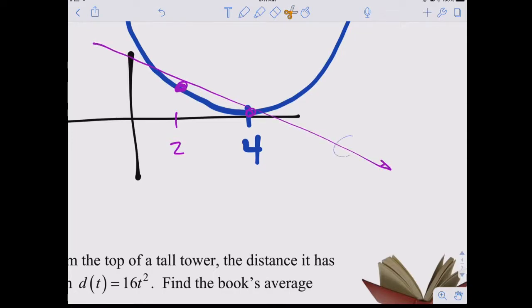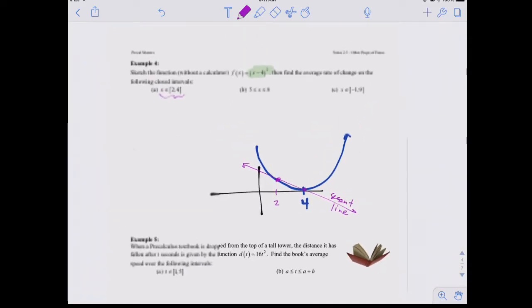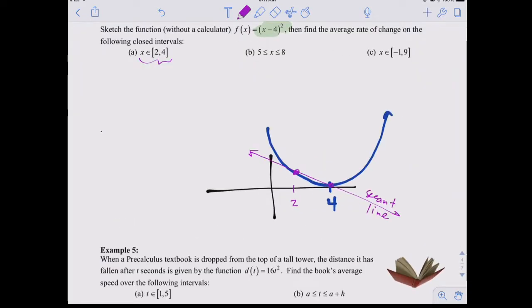So I want to figure out the average rate of change, which would be the slope of the secant line. And again, if you mess it up, just kind of move it. There we go. If I can find the slope of that line, that's the secant line again, I could figure out the average rate of change of that particular function from 2 to 4. So let's go for it. What must we show when we're finding the average rate of change?